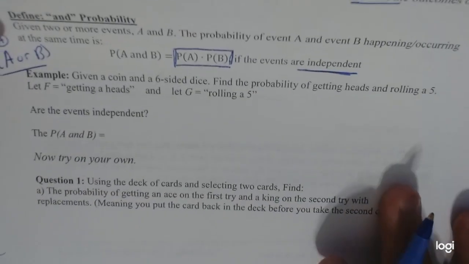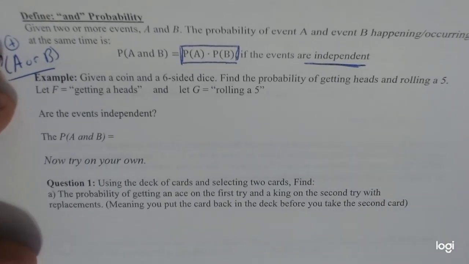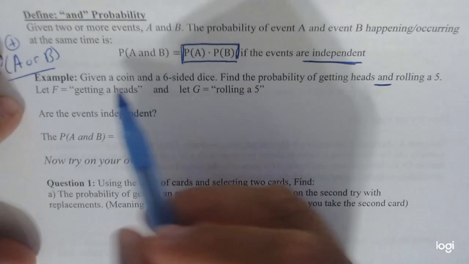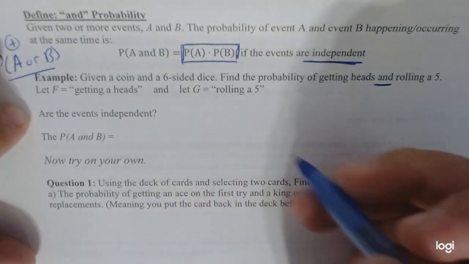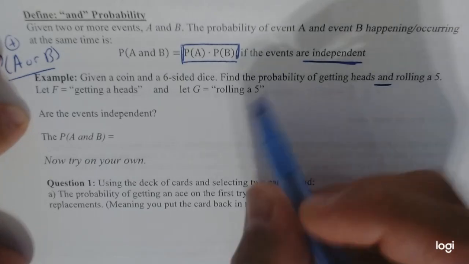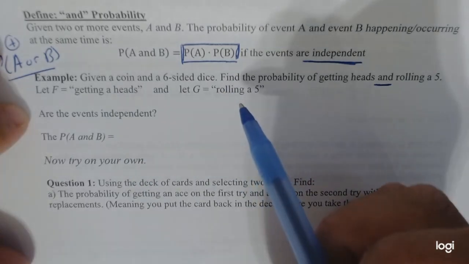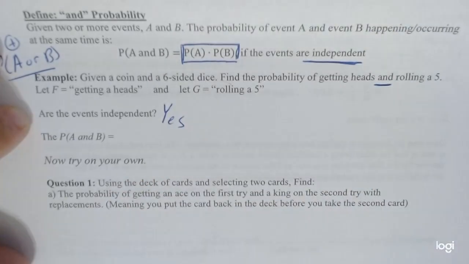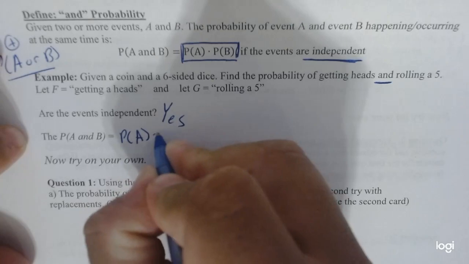The example says, given a coin and a 6-sided die, find the probability of getting heads and rolling a 5. Okay, so event F is getting heads, and event G is rolling a 5. So the question is, are the two events independent? Meaning, does me getting heads have anything to do with me rolling a 5? And no, it has nothing to do with it, so yes, they are independent. They do not affect one another. So therefore, the probability of A and B is the multiplication of each individual probability together.